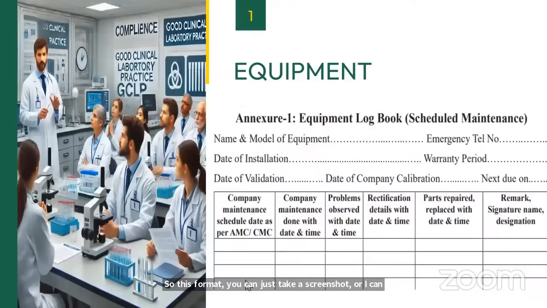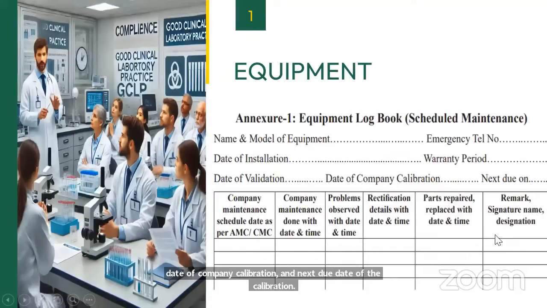maintenance should be done. So you should have the name and model of the equipment, emergency telephone number, date of installation of the equipment, warranty period, date of validation, date of company calibration, and next due date of the calibration. So all the details should be included as per this equipment logbook in the scheduled maintenance program.